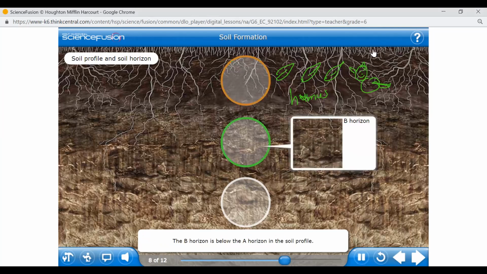The B horizon is below the A horizon in the soil profile. Some materials and nutrients travel down to the B horizon through leaching, but the B horizon contains less organic matter, less humus. I call it the B horizon; in the British curriculum, you can say horizon. And for C, there is no humus in that, we just have rocks there.